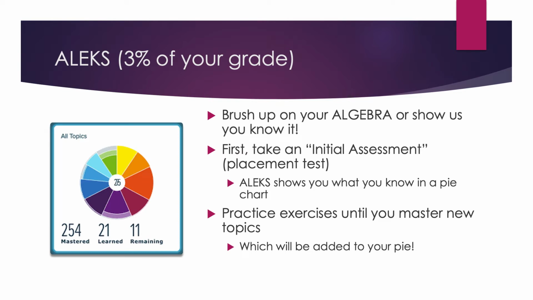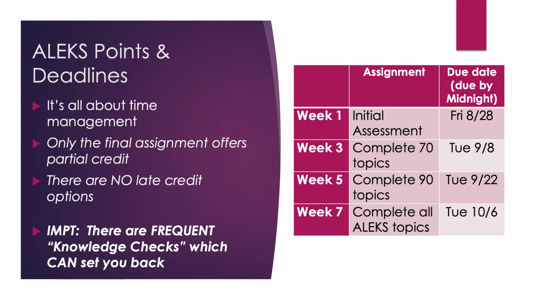This is your opportunity to practice exercises until you master new topics, and those topics will be added to your pie. But there's some important information about ALEKS points and deadlines, because it's all about time management. Only the final assignment offers partial credit, and there is no late credit option, so you want to stay on top of this. And those of you familiar with ALEKS already know that there are frequent knowledge checks which can set you back. So after you've hit 65 topics and get a knowledge check, you could drop down to 50 topics, and now you've got a lot of work to gain.